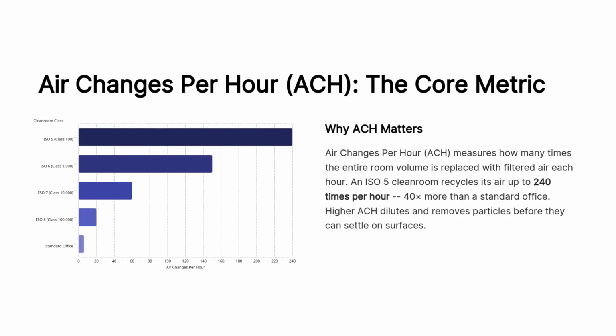Air changes per hour, ACH, is crucial in cleanrooms, indicating how often the room's air is replaced hourly. An International Organization for Standardization 5 cleanroom achieves up to 240 air changes per hour, significantly higher than a typical office. This high ACH rate effectively dilutes and removes particles, preventing them from settling on surfaces.